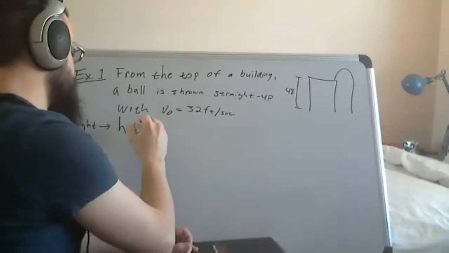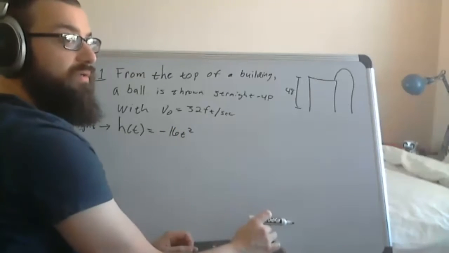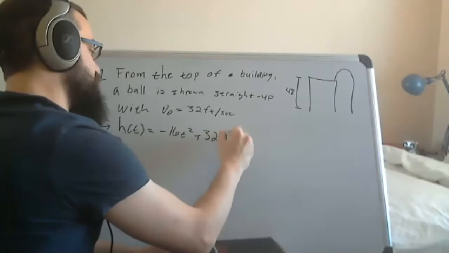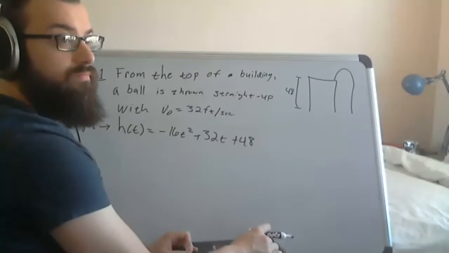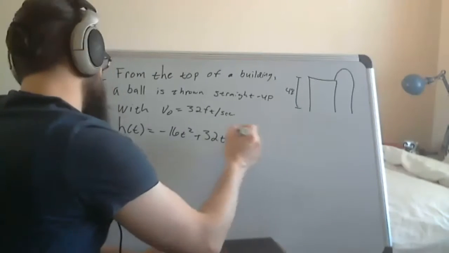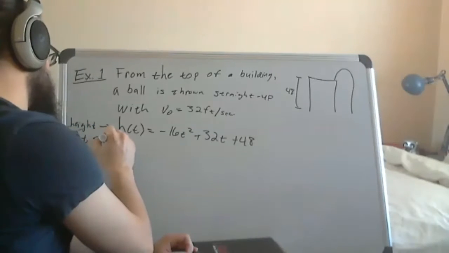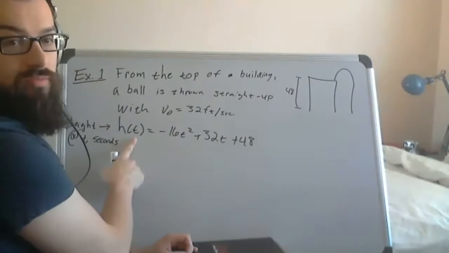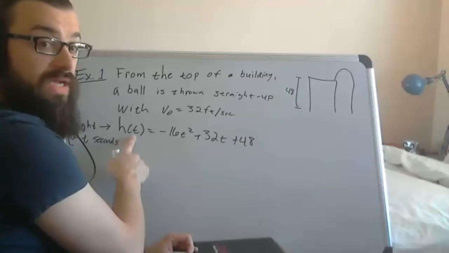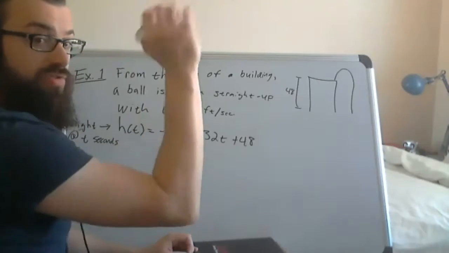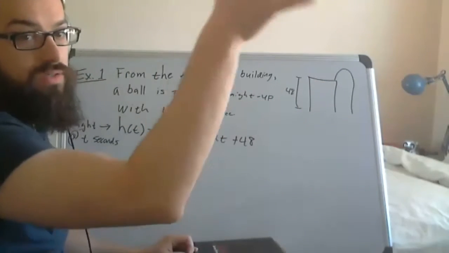Just like before, we're actually just given this one: h of t equals negative 16t squared plus 32t plus 48. Of course, this gives the height wherever the height is at t seconds. So if you plug in seconds, you get out the height. For example, at time equals 0, when we've first just thrown it, we're at 48 feet high because the building's 48 feet, and that's where the ball is starting from.